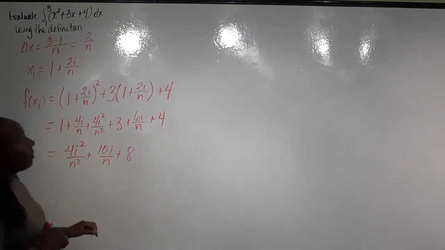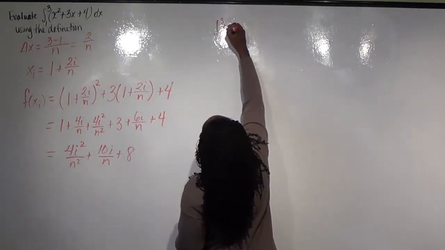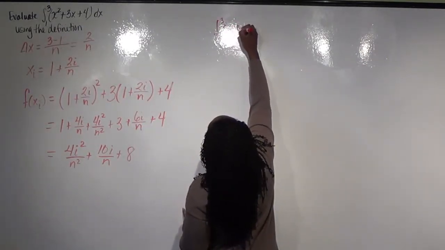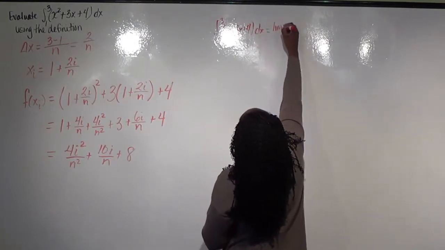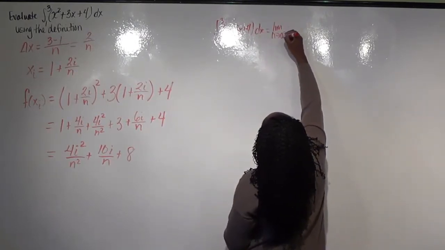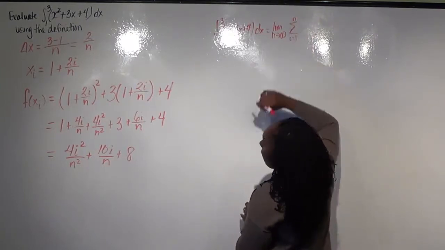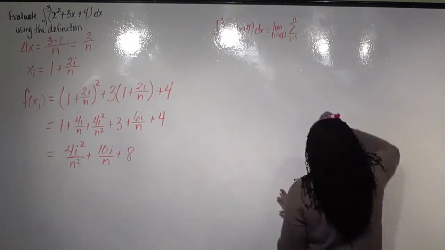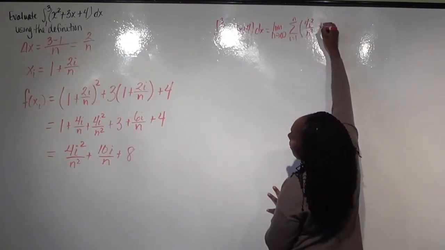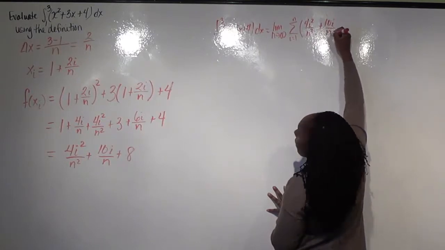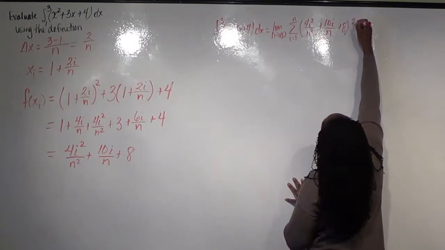So our integral from 1 to 3 of x squared plus 3x plus 4 is going to look like the limit as n goes to infinity of our sum, i equals 1 to n, of our function times our delta x.